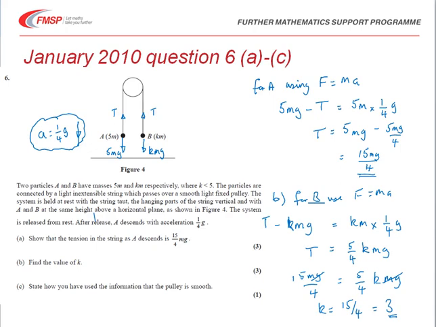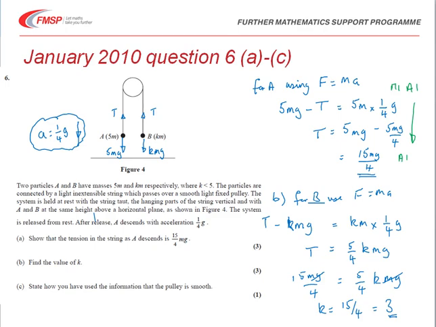Right, looking at the mark allocation here, in the first part of the question, there's a method mark and an accuracy mark for simply getting the equation correct for F equals ma for particle A, and then an accuracy mark as long as your working is correct. Now notice that of course you were given the answer there, so this is very dependent on correct working to get that A mark.